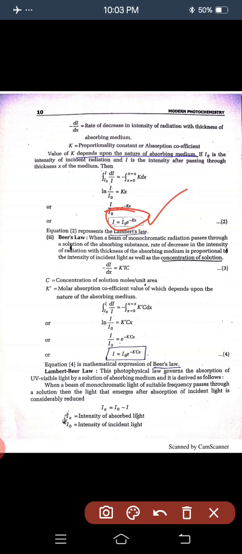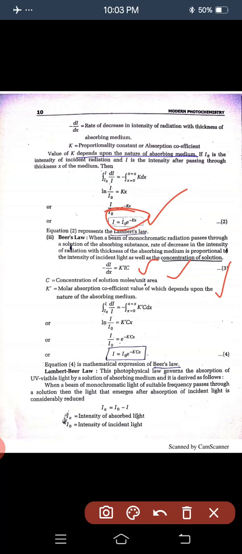Now we discuss Beer's law. Beer's law states that when a beam of monochromatic radiation passes through a solution of an absorbing substance, the rate of decrease in the intensity of radiation with thickness of the absorbing medium is proportional to the intensity of incident light as well as the concentration of the solution. So minus dI upon dx is equal to k' I c. Here c is the concentration of the solution and k is the molar absorption coefficient.